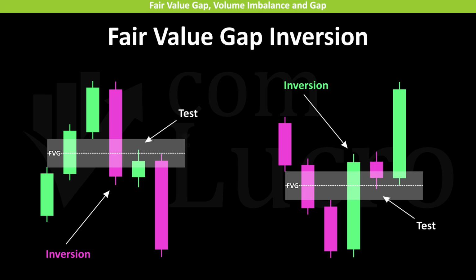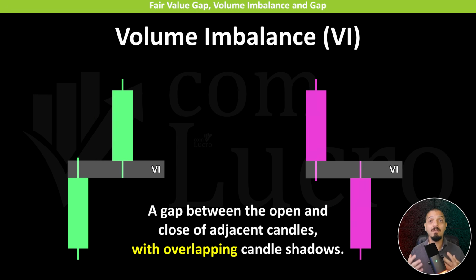On the left, you can see a hypothetical example of a bullish fair value gap inverting and leading to bearish price movement. On the right, a bearish fair value gap inversion leads to bullish price movement. This behavior closely resembles the classic switch and test seen with many support and resistance levels. Beyond fair value gaps, the ICT method also highlights related concepts such as volume imbalances and gaps.